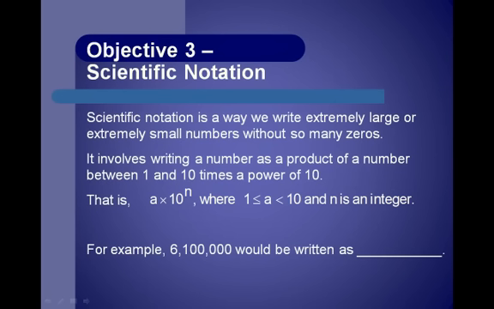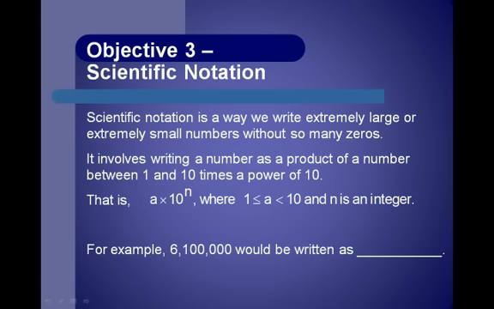Scientific notation is a way we write extremely large or extremely small numbers without so many zeros. It involves writing a number as a product of a number between 1 and 10 times a power of 10. That is, a times 10 to the n, where a is between 1 and 10 and n is an integer.